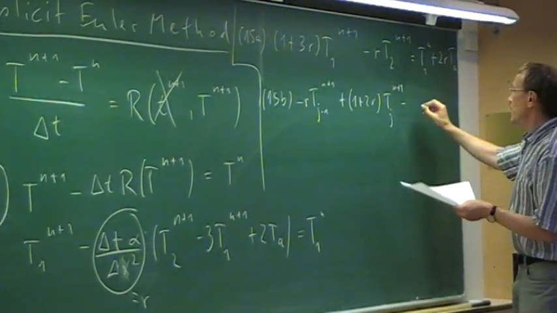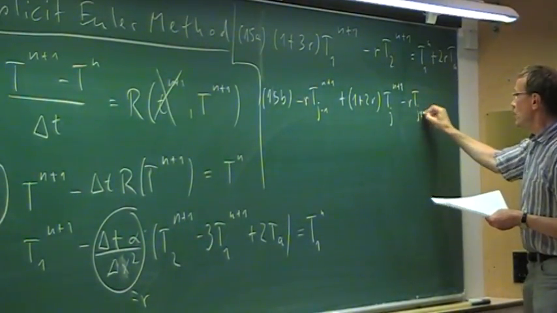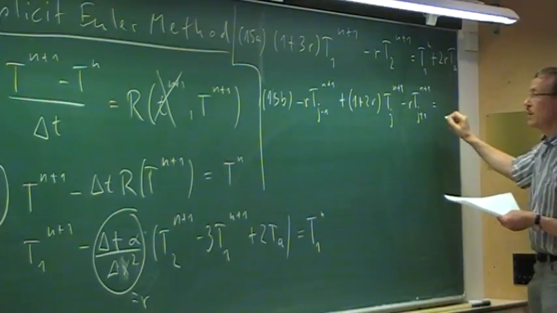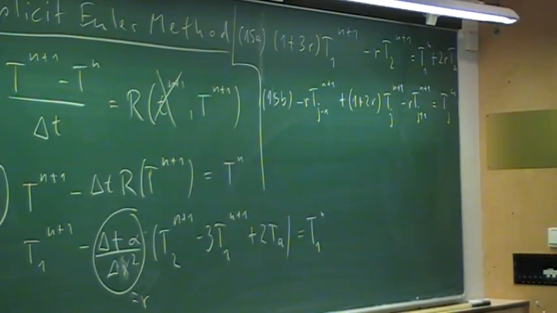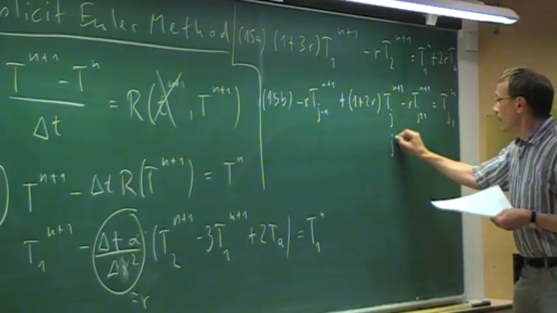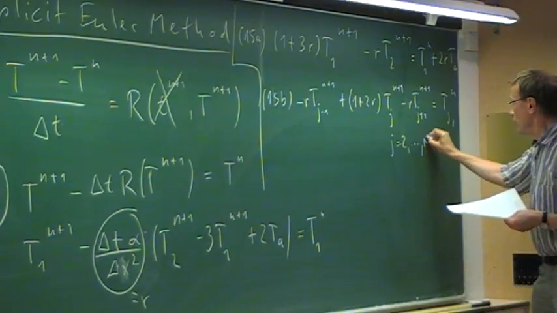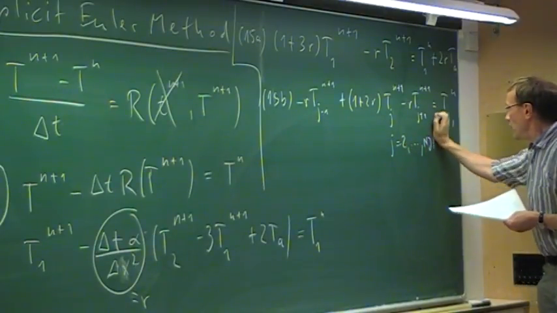And then we'll also get the minus r Tj plus 1 n plus 1 is equal to the Tj n. So that is what we get for j between 2 and nj minus 1, of course.